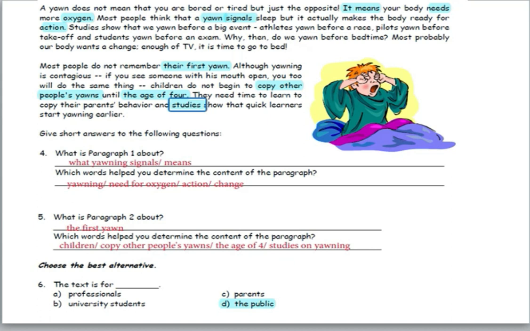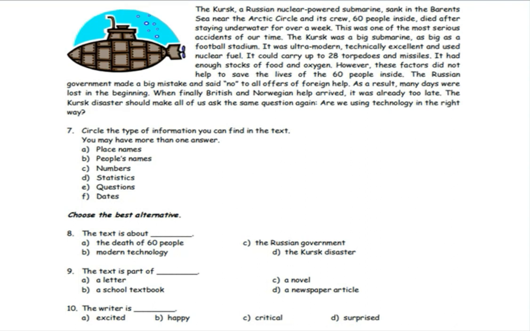Okay, when you look at the "you" language over there, the "we" language over there, we can understand that it is for the general public, not for a specific group. Before we continue with the skill scanning, we have one more paragraph to analyze and we need to answer four more questions. It says here, circle the type of information you can find in the text. You may have more than one answer.